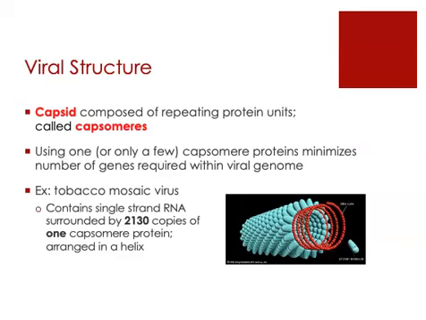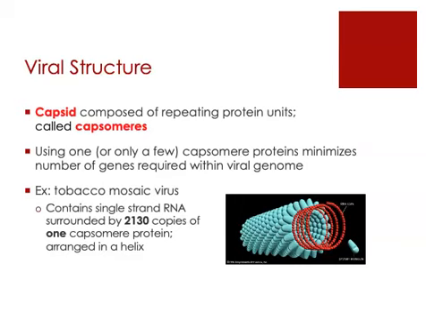Evolutionarily speaking, having only one or maybe just a couple of different capsomere proteins would be a useful trait to have. Because remember where proteins come from. Remember the central dogma.